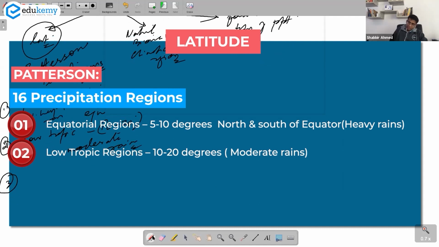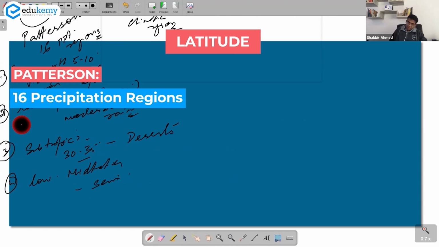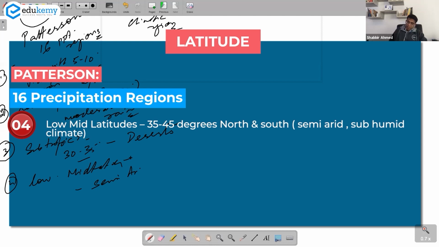Third is the areas of subtropics, approximately around 30-35 degrees. These are the deserts. Then we have the low mid latitudes. These are largely semi-arid, about 35-45 degrees north and south.